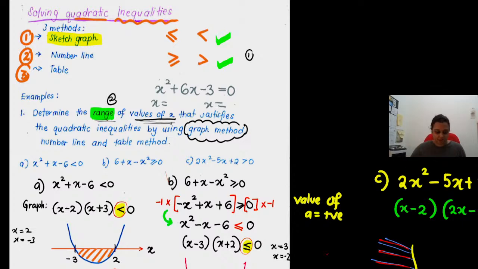I think you all can see on the screen today's topic. We are going to do number line method, and we are going to do table method, and also go a little bit into discriminant.